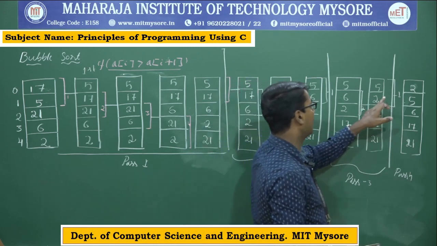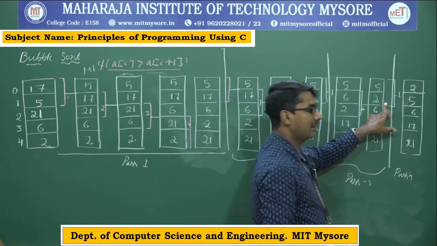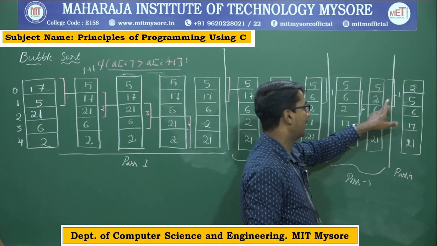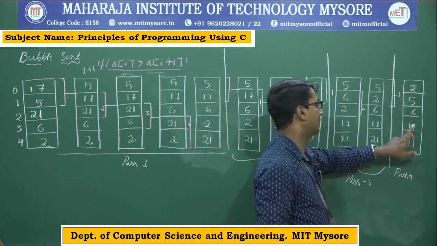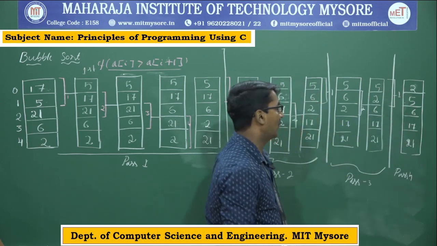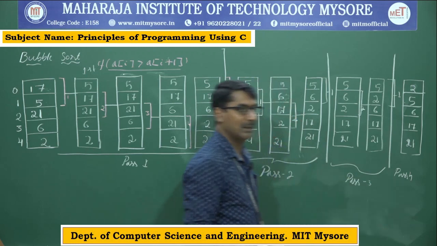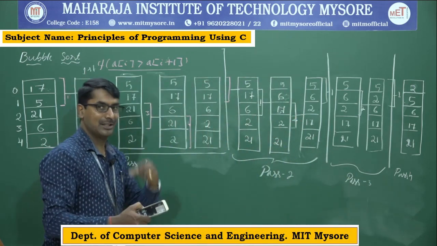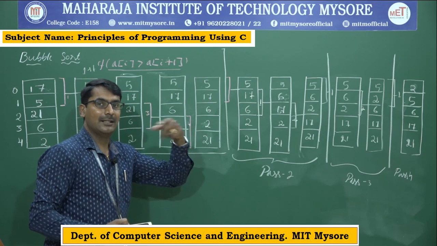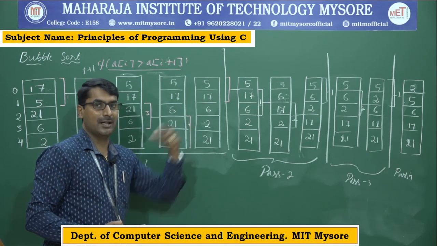So in the last iteration 5 and 2 will be compared. So 5 is greater than 2, then the values are exchanged: 2, 5, 6, 17, 21. So in the last pass only one comparison. So in bubble sort, in every iteration the largest element is moved to the end of the array.